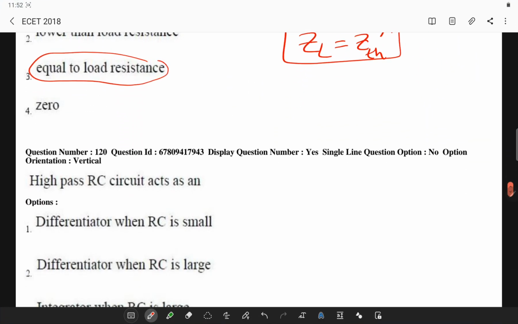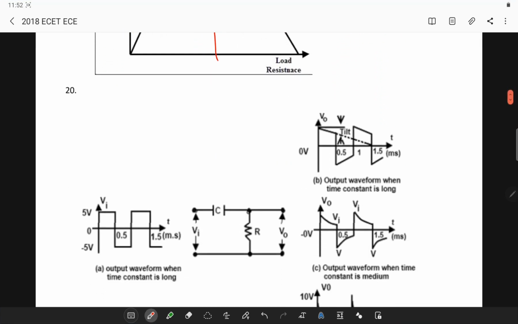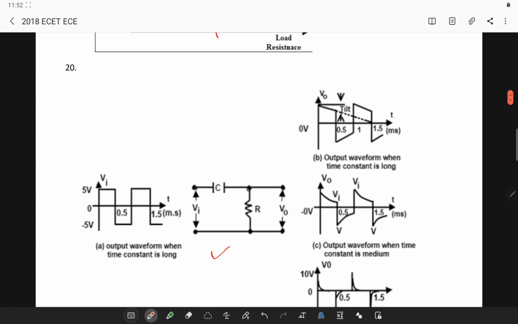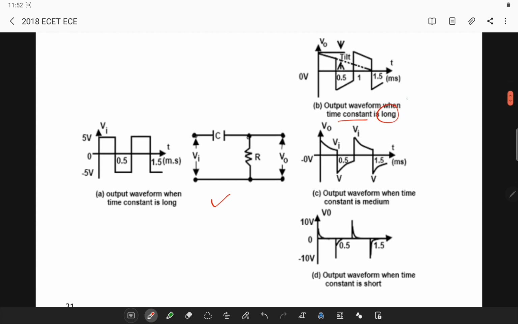So the next question: how will a high pass RC circuit act? This is the circuit of a high pass RC circuit. If you just check the outputs for each time constant, when the time constant is long, you will have an output like this. If it is medium, you will have an output like this, and if it is short, the output will look like this. Now read the question.